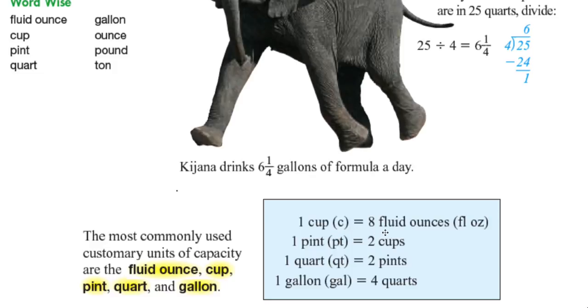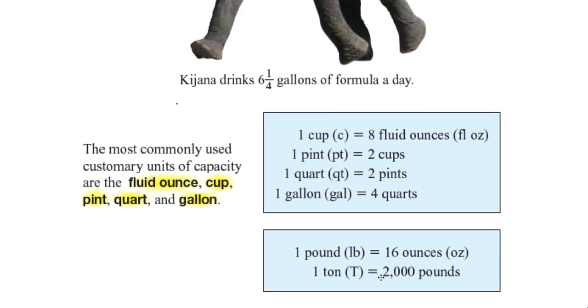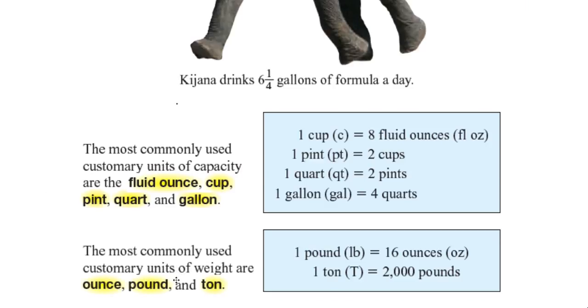So 1 cup equals 8 fluid ounces. 1 pint equals 2 cups. 1 quart equals 2 pints. And 1 gallon equals 4 quarts. You need to memorize this chart right here. And there's another one to memorize. When you talk about weight, these are the customary units of weight: the ounce, the pound, and the ton. 1 pound is 16 ounces, and 1 ton is equal to 2,000 pounds. Again, you need to memorize this.